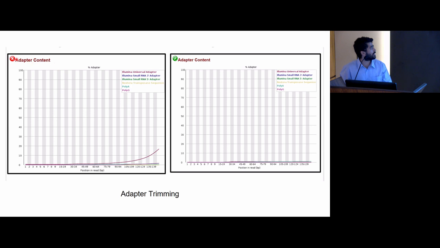Over here you will get an adapter content cross. That means there is adapter contamination in your reads. Any questions in between will be entertained. Please feel free to ask. And on the right side, you can see the adapter content is a tick, which means no adapter contamination can be seen in the sequence.